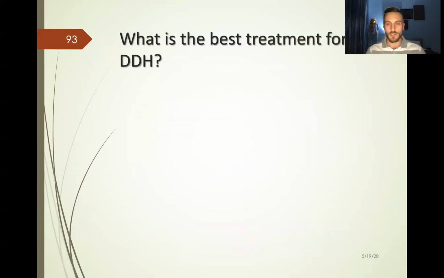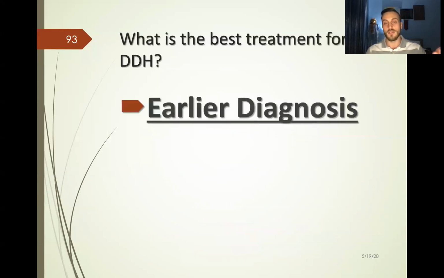So the only question that we have left is, what's the best treatment for DDH? It's the earlier diagnosis. 2 days is better than 1 week. 1 week is better than a month. 1 month better than 3. 3 better than 6. And whenever it's early, it's better.